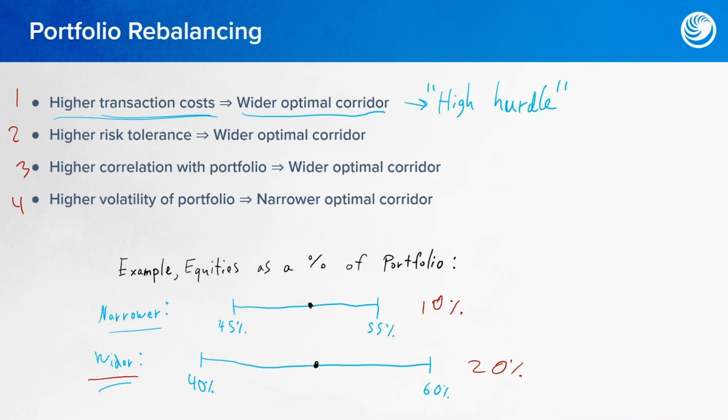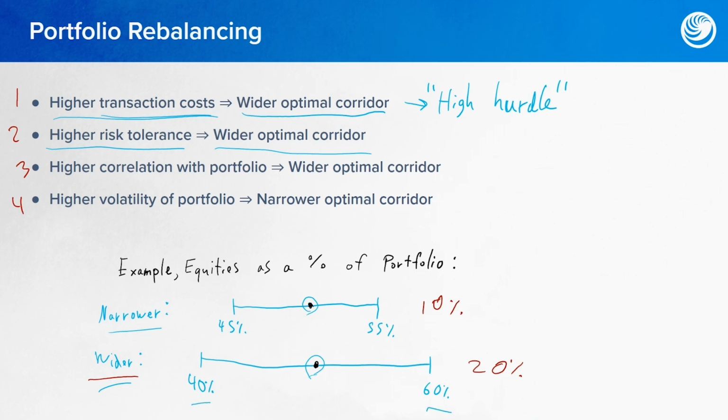Now the second factor is a higher risk tolerance, which would lead us to desiring a wider optimal corridor. Now, why is that? Well, when you have a higher risk tolerance, you can tolerate deviations from your target mean better. So you don't mind having wilder or more volatile deviations from this target because your risk tolerance is actually higher.